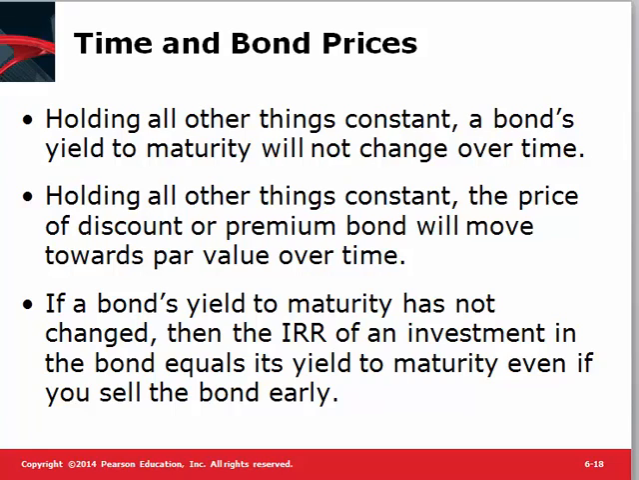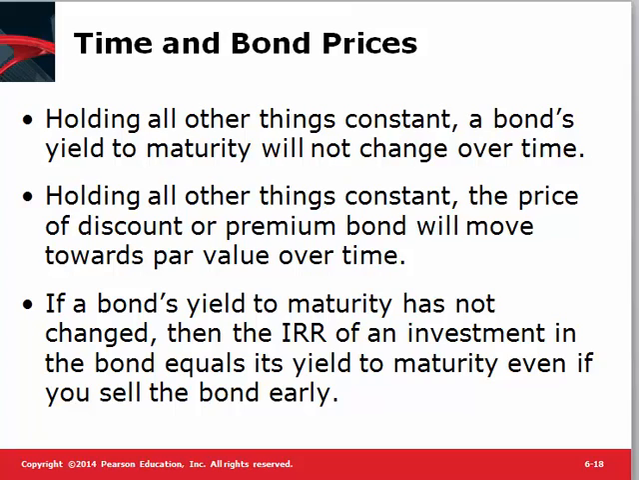So again, holding all other things constant, a bond's yield to maturity should not change over time. Holding all other things constant, though, the price of a discount bond is going to change, and it's going to move towards par value. So in the end, when a bond matures, it's worth the $1,000 that's on the certificate. So if you buy it at a discount, the value is going to go up. And if you buy it at a premium, the value is going to go down.